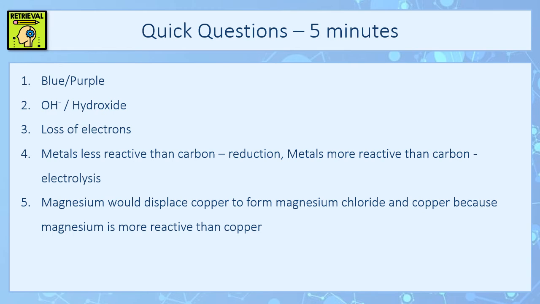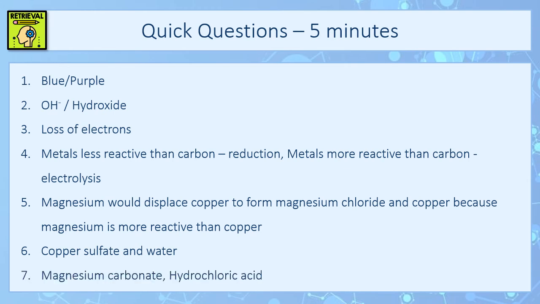Magnesium would displace the copper to form magnesium chloride because the magnesium is more reactive than copper. Your two products will be copper sulfate and water. And the two reactants you would need to use to get those products would be magnesium carbonate and hydrochloric acid.